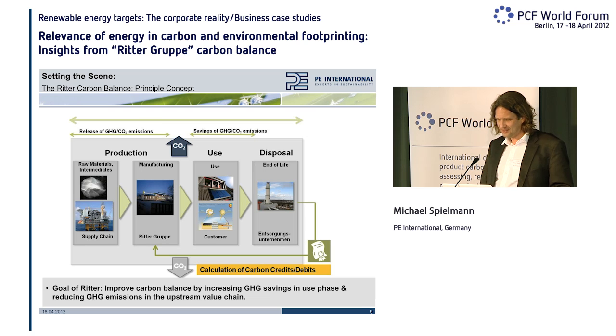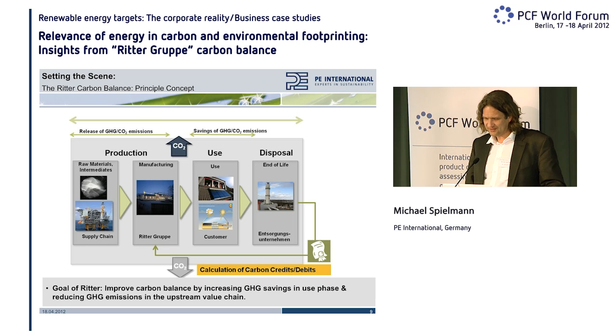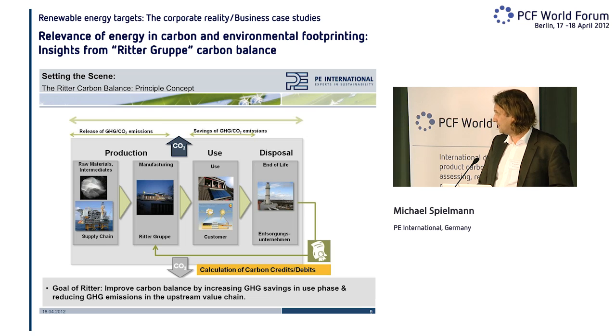The first idea of Ritter in having that system of a carbon balance is to have a kind of guidance for all the activities they have, because they want to reduce carbon emissions first by reducing the greenhouse gas emissions in the entire production chain, and also by increasing the efficiency of their products. So actually, you have two different paths of action where you can improve the carbon footprint.